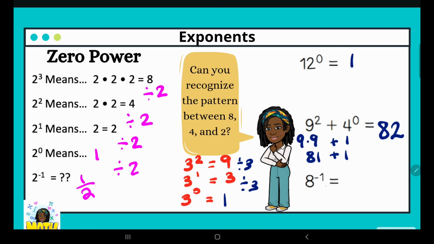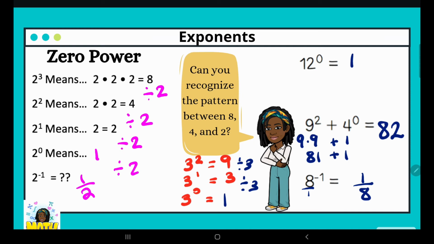Now 8 to the negative 1. As we saw earlier, when I get to a negative 1, it's going to end up being a fraction. And that's going to be 1/8. So I'm literally taking the reciprocal. I'm flipping this whole number and making it into a fraction, because this is like saying 8 over 1. And it becomes a fraction, 1/8.